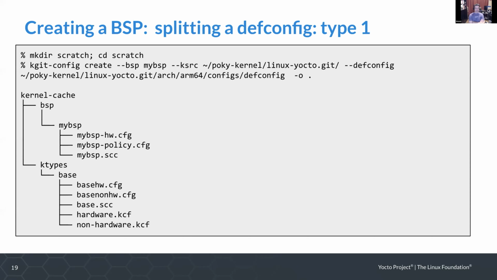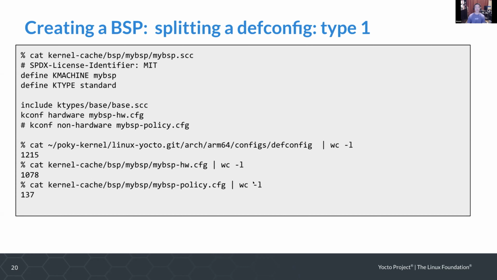And it even made a K-types base that's automatically included by the BSP, but that's empty right now, because that's just might be somewhere that you want to start storing your own non-BSP specific policy. So it kind of roughs out that framework for you. So you can see, if I look at what that main my BSP configuration entry point was, all it did was include this base kernel type. It sets the hardware options to be my BSP's hardware configuration, and it automatically comments out the my BSP policy.cfg, which is the non-hardware options that were found in the defconfig.